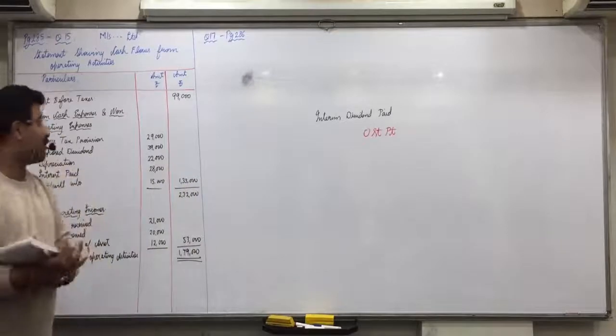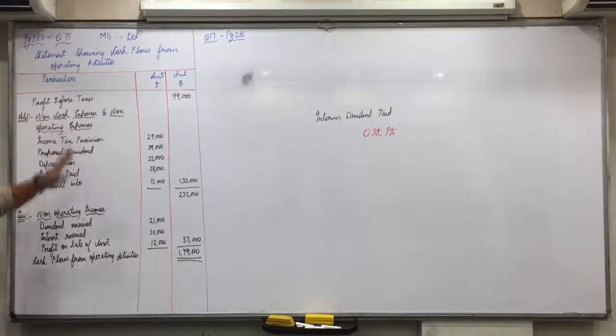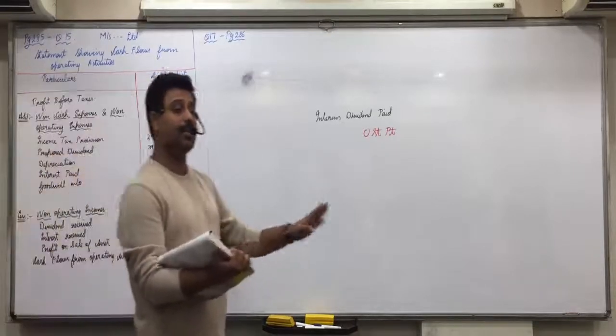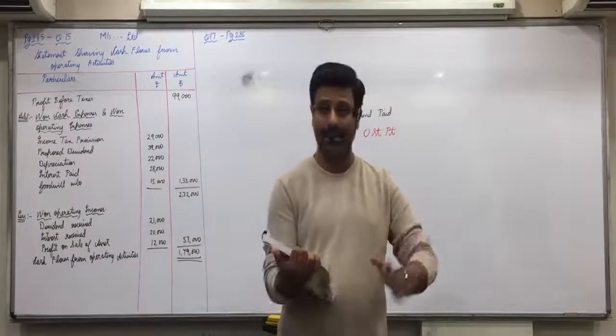In the previous question, profit was directly given, but here it is not given. We have to start with closing balance of P&L account minus opening balance of P&L. Did you understand this, everyone?